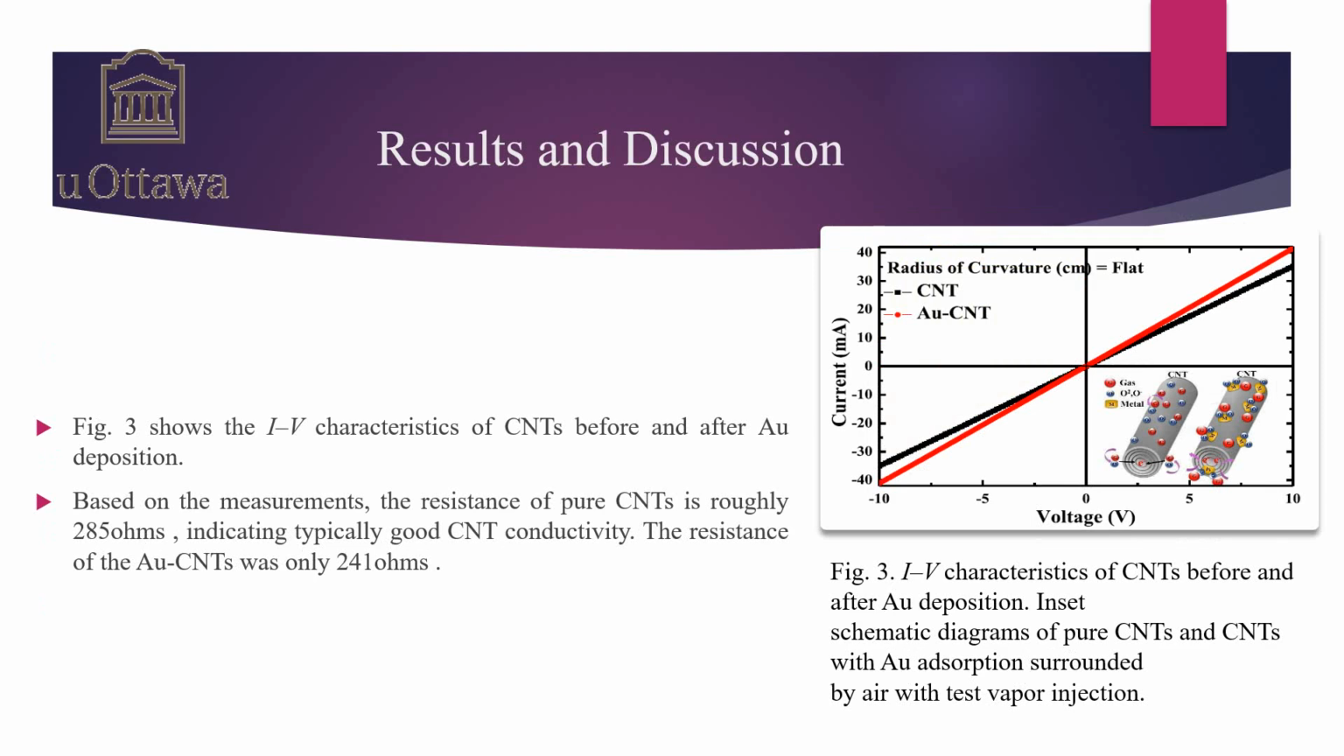Now we'll discuss the results of the experiment that has been conducted. Figure 3 shows the IV characteristics of CNTs before and after Au deposition. Based on the measurements, the resistance of pure CNTs is roughly 285 ohms, indicating typically good CNT conductivity. The resistance of Au CNTs was only 241 ohms.